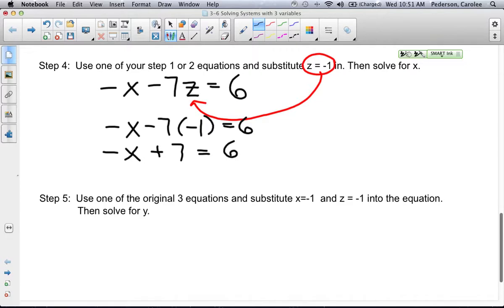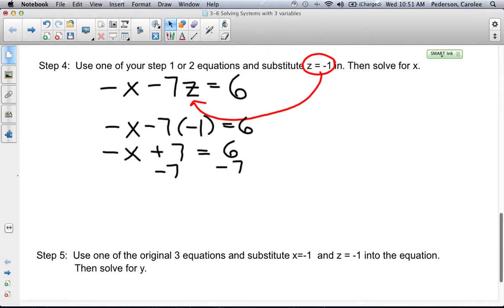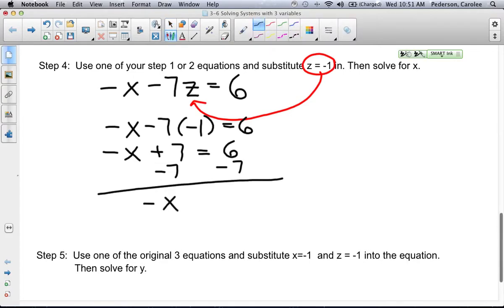Now we're going to go ahead and subtract 7 from both sides. Negative 7 minus 7 is negative 1. And then if we divide both sides by negative 1, we get x to be a positive 1. Now we found our second variable, x. X equals 1. So we have one variable still to find, the y variable.